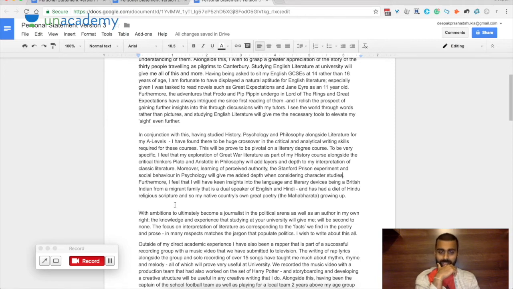considering character studies. Do you see that I tend to use powers of three here? Great War literature, perceived authority, the Stanford Prison Experiment, and the social behaviour. Powers of three are really effective in terms of people's learning and understanding.